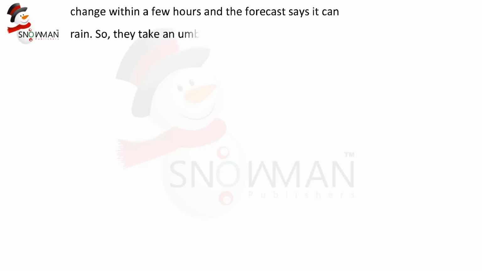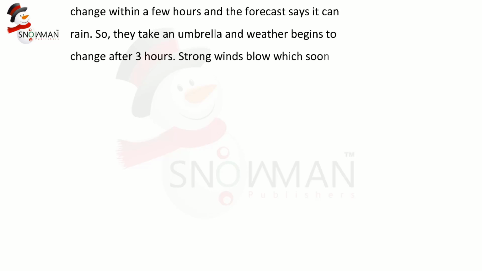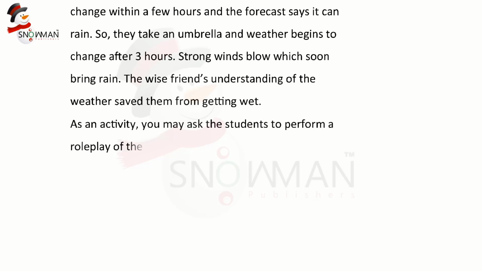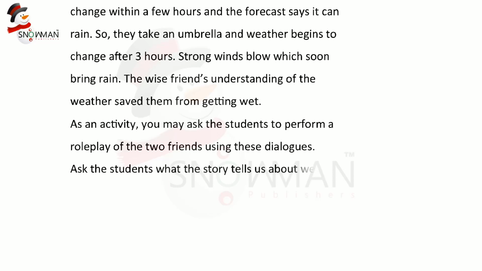So, they take an umbrella and weather begins to change after 3 hours. Strong winds blow, which soon bring rain. The wise friend's understanding of the weather saved them from getting wet. As an activity, you may ask the students to perform a role play of the two friends using these dialogues. Ask the students what the story tells us about weather.